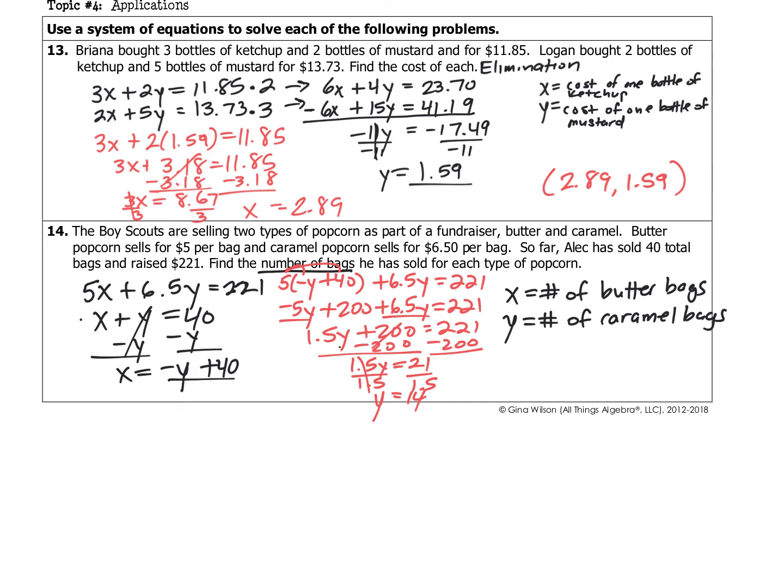And I can substitute that back into my second equation. So I get x plus 14 equals 40. And you probably don't even need to solve this to know that x equals 26. So the solution is 26 comma 14. All right, so here we go: 26 bags of butter popcorn, 14 bags of caramel popcorn. Not how I expected it to go, but I've got a sweet tooth.